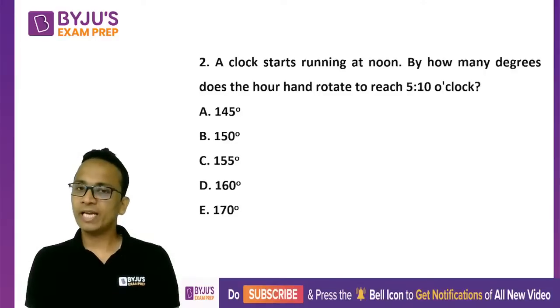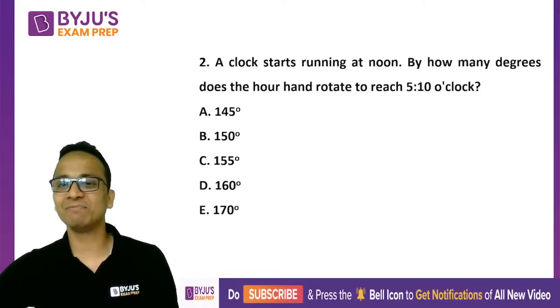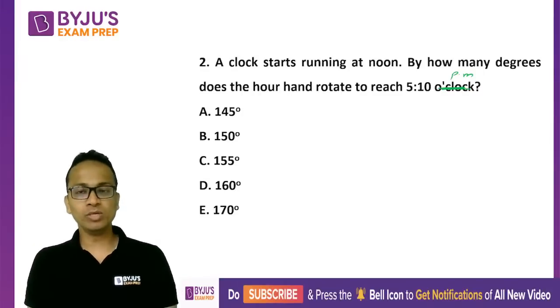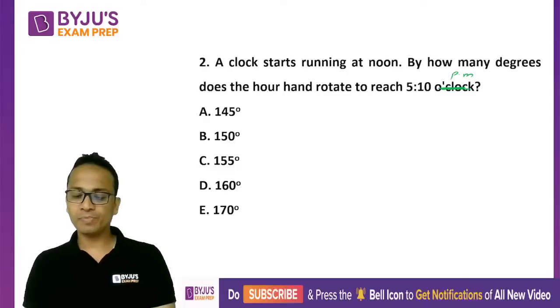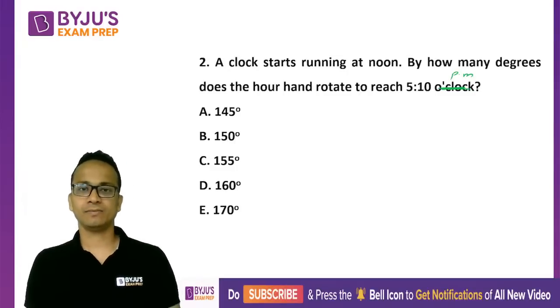A clock starts running at noon. By how many degrees does the hour hand rotate to reach 5:10? To reach 5:10 PM, replace O'clock with PM. 5:10 PM. It started at 12 noon. Till 5:10 PM, what will be the angle covered by the hour hand?